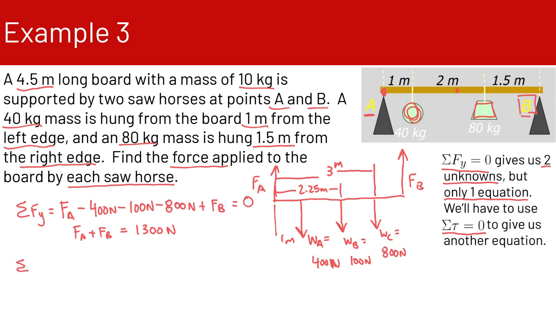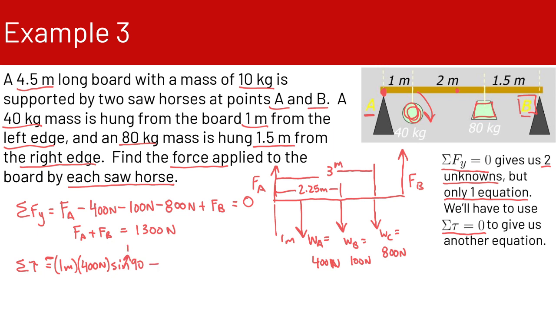Okay, so we have the sum of torques equal to, okay, so the weight A is 1 meter from the edge, so its radius is 1 meter. The mass itself is 400 newtons. Now notice that if this is the pivot point, weight A is going to cause a clockwise rotation, so this should be a negative, okay? And it is causing a rotation perpendicular to the axis of rotation, so it would be a sine of 90, which is 1.